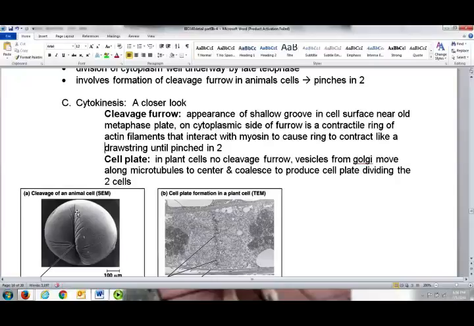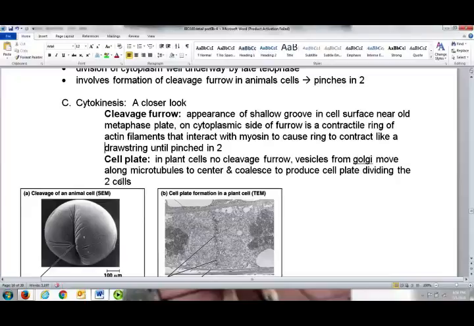On the cytoplasmic side of the furrow, you actually have a contractile ring of actin filaments that interacts with myosin and causes the ring to contract. It's similar to having like a drawstring in the waist of your pants, that when you pull the drawstring, it starts to shrink and the pants come in around the drawstring to pinch into two.